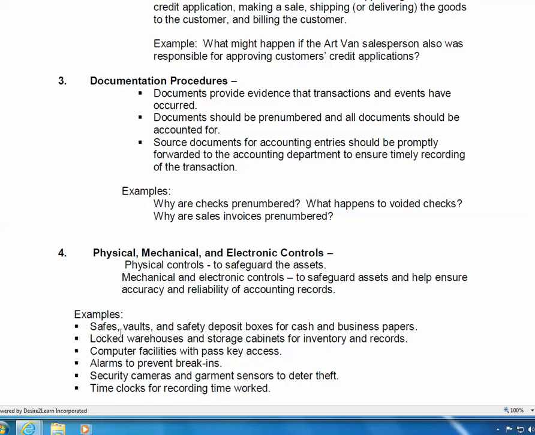Something as simple as having a company safe where you're keeping any excess loose money at the end of the day, or having mechanical cash registers as opposed to having money just sitting on the counter somewhere.